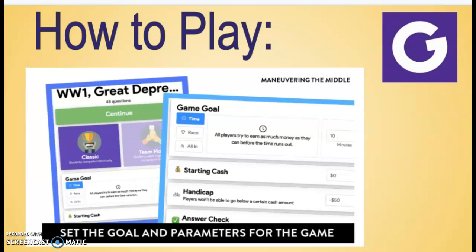You can play the game in team mode, so the students can work together as a team to accumulate the money. You can play with your students, and we'll talk about that a little bit later. And then also, like I said, you can assign it for homework that they can do at home.